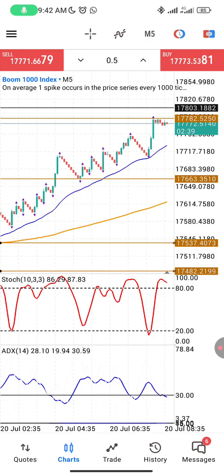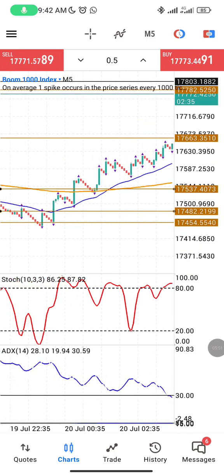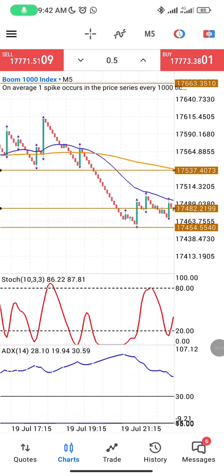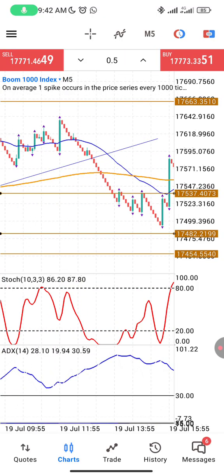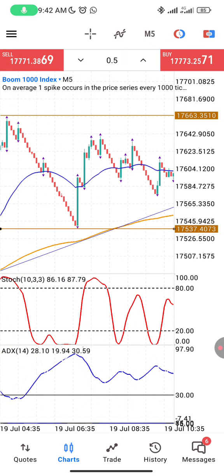Right, so now let us proceed and see how this indicator works. It's a simple strategy that you can use to scalp the market, but you have to pay attention to see how it works. Now this is how it works. Let me show you guys.